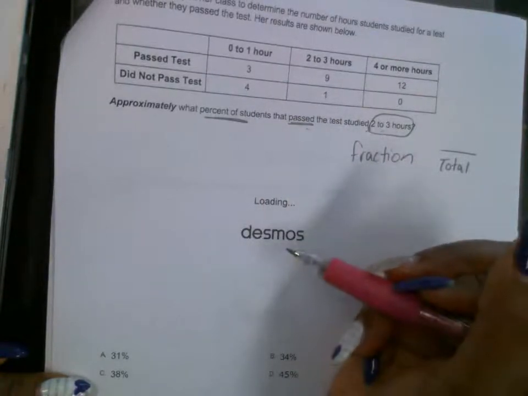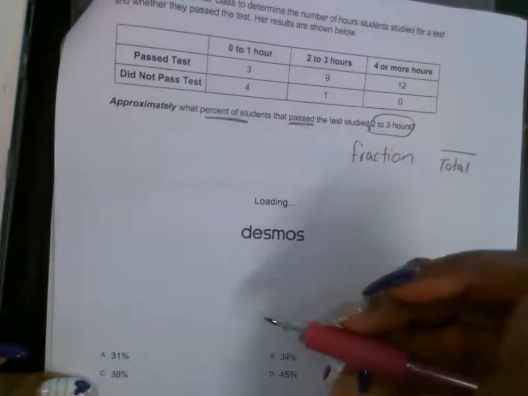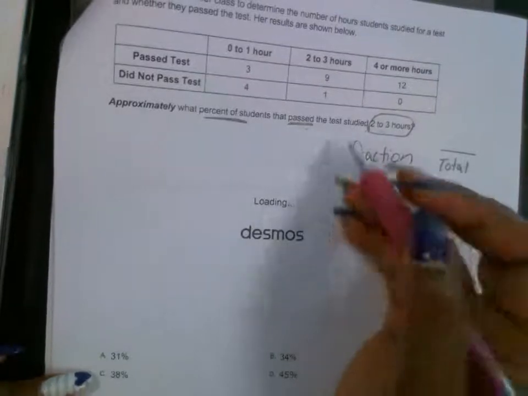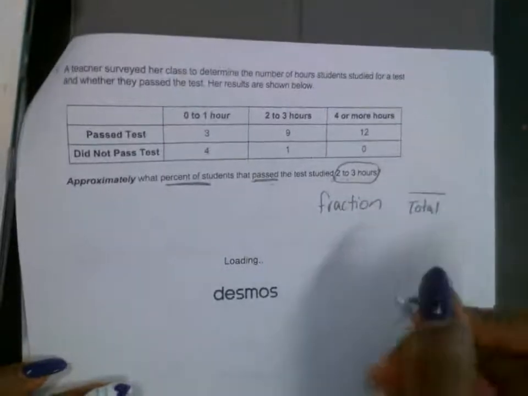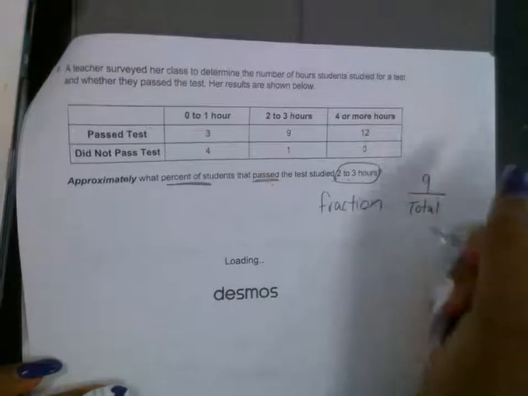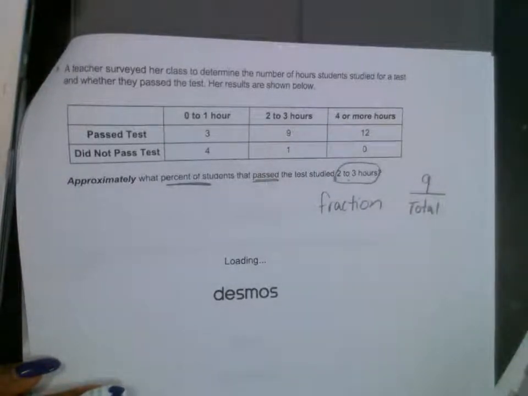What number represents that? How many did that? Pass the test and study for 2 to 3 hours. What number is that? They passed the test. Say again. It's 9. Good. Okay. And I'm just looking at the percent of students that passed the test.